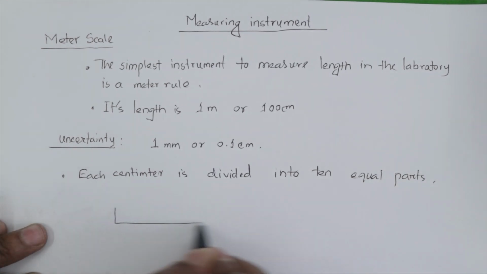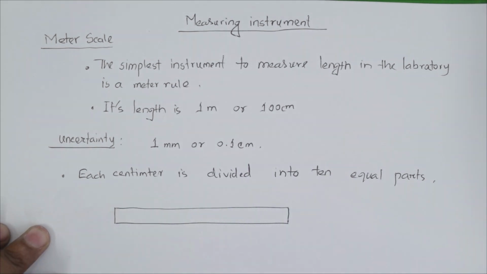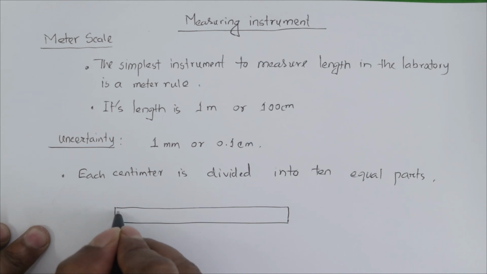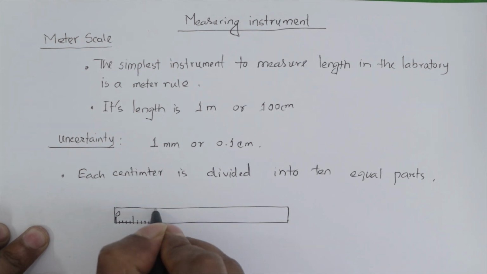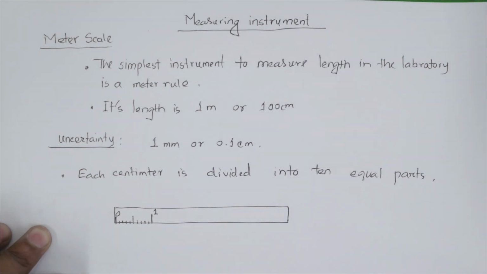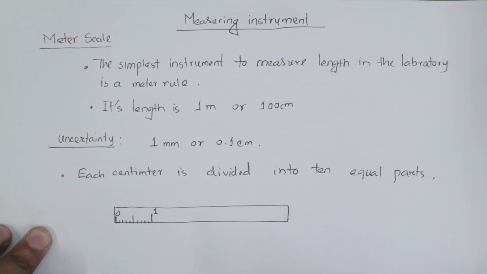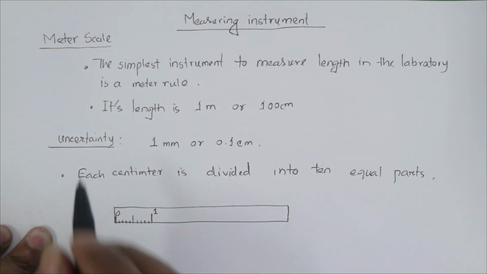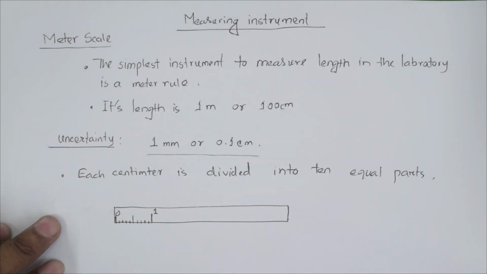Say this one is a meter rule. Here it is 0, 1, 2, 3, 4, 5, 1, 2, 3, 4, 5. So this one is the 1 centimeter. So 1 centimeter is divided into 10 equal parts. So the uncertainty of meter rule is 1 millimeter or 0.1 centimeter.